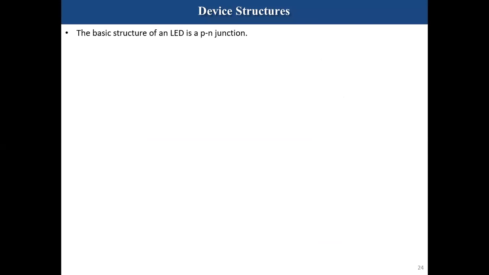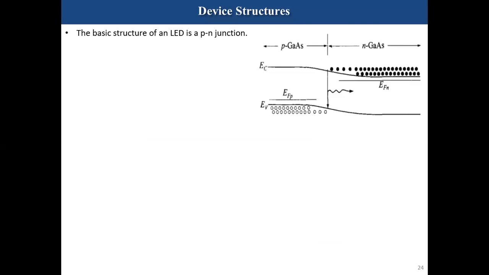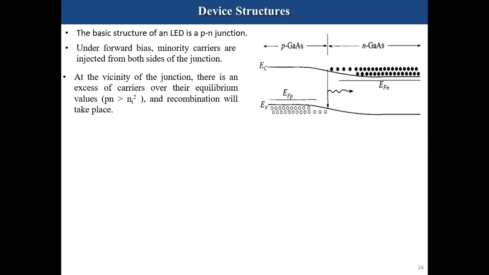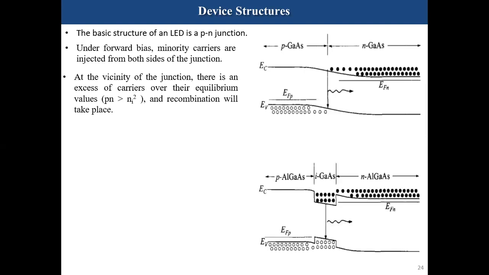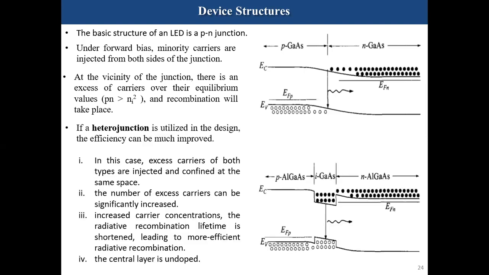If you think about the device structure, basically it's a PN junction. So if you think about a gallium arsenide PN type, in forward bias, minority carriers are injected from both sides of the junction. At the vicinity of the junction, there is an excess of carriers over the equilibrium value and they recombine with one another. If a heterojunction is utilized, a heterojunction is basically where the two materials are not the same. Like on the top image, you have gallium arsenide on both sides. Here you don't.